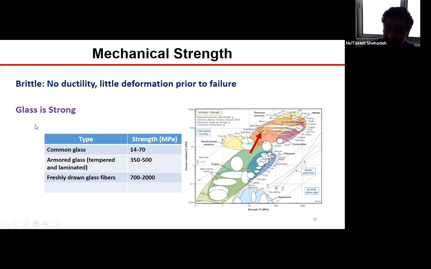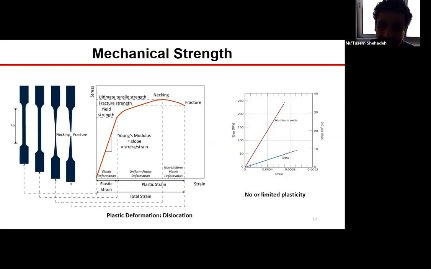So glass can be very strong, but at the same time, it shows very little ductility. It is not tough enough. It is strong, but it is not tough. And when we talk about ductility, this brings us to talk about plastic deformation in metals.